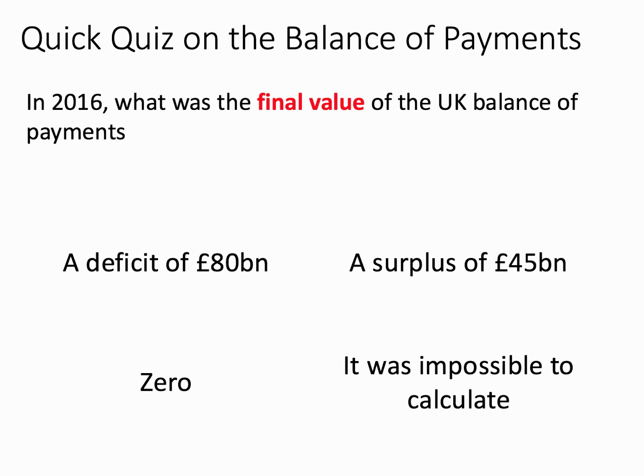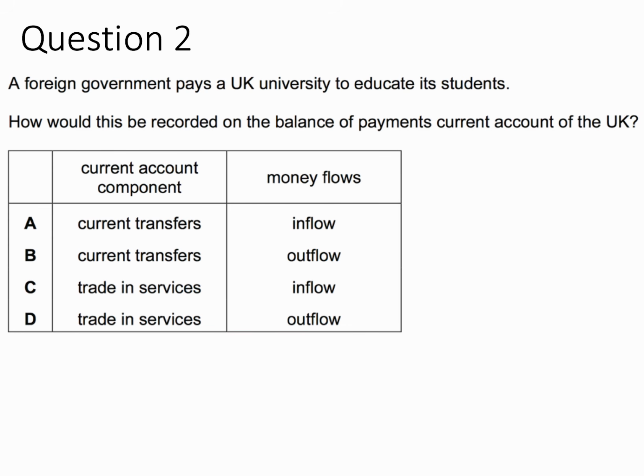And the correct answer to this question is zero. The balance of payments always balances. Individual component parts don't necessarily have to balance, but the balance of payments always balances, as we'll see in a few minutes. Question 2. A foreign government pays a UK university to educate its students.